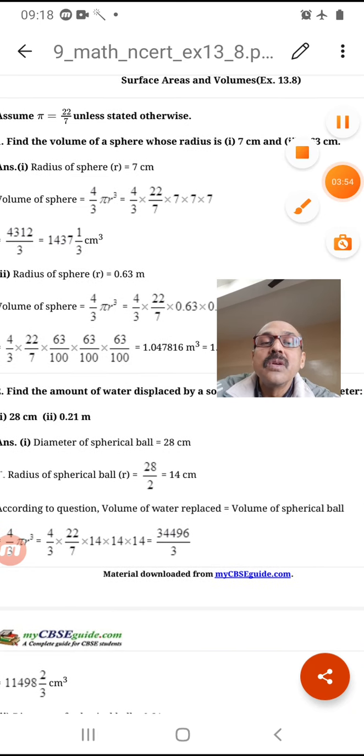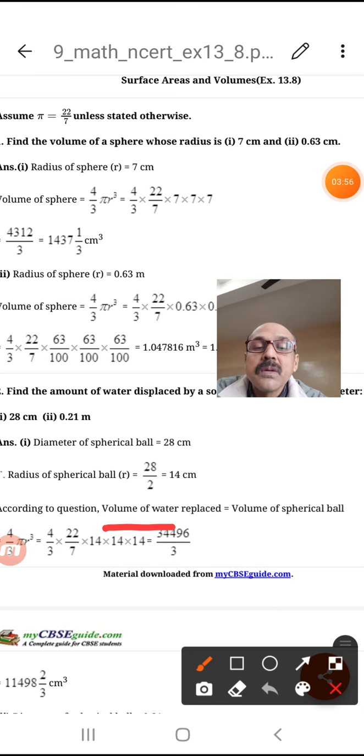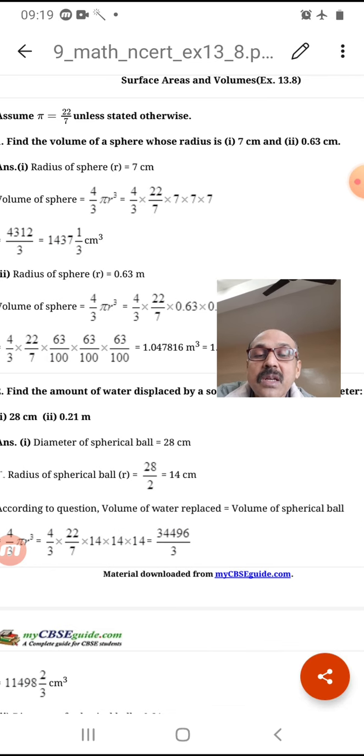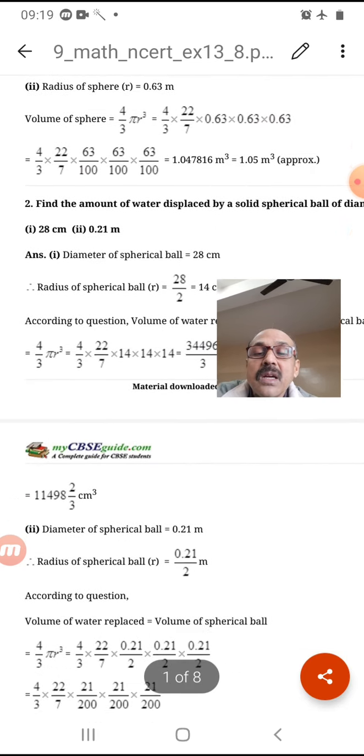Now this is volume of spherical hull. So 4 by 3 pi r cube formula. So 4 by 3 pi 22 by 7, and radius is 14. That is 14 into 14 into 14. So it is 34496 by 3. This is volume of spherical ball.